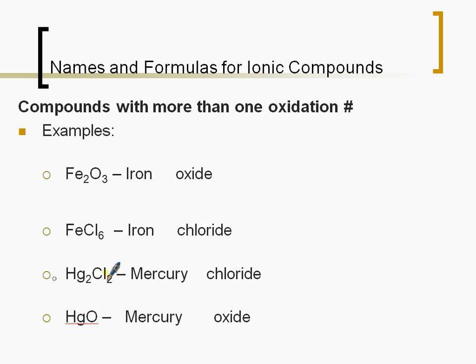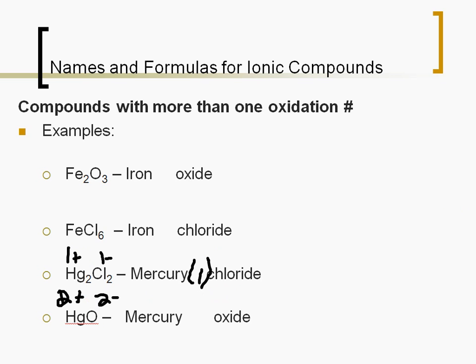Okay, now we've got mercuries, and this is definitely going to be a red flag. I know that chlorine is a minus 1, but I have 2 of them, so my total minus charge is a minus 2. That means I have to have a 2 plus charge on this side. But I have 2 mercuries, so each mercury is going to be a 1 plus. So this is going to be mercury 1 chloride.